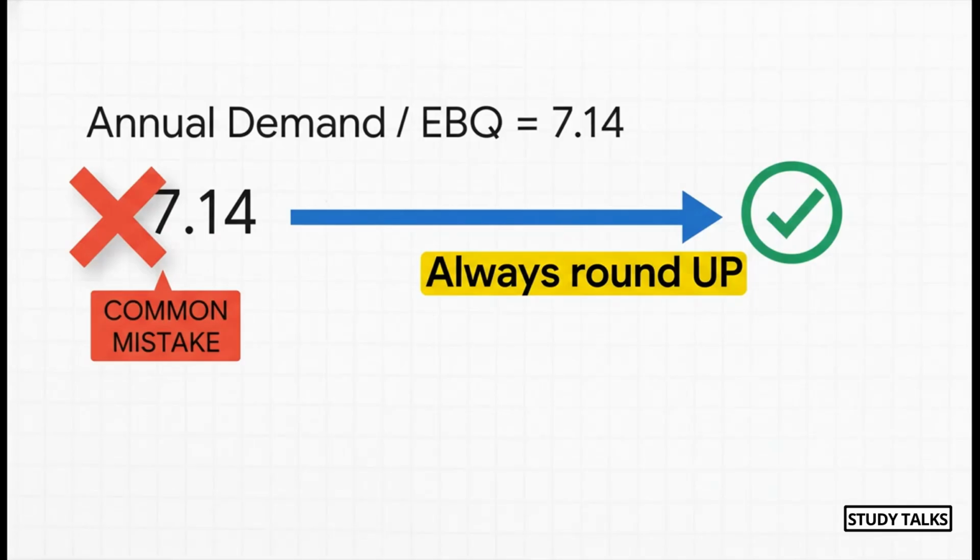Now here is another critical little rule that ICAI loves to test, and this comes from illustration 7. Sometimes they'll ask you for the number of setups needed for the year. The formula is easy: annual demand divided by EBQ. So in this example, 50,000 divided by 7,071 gives you 7.14. Now your brain might want to round that down to 7. Don't do it. You must always round up to the next whole number, so in this case, 8. And why is that? Well, think about it logically. You can't perform 0.14 of a machine setup, right? To produce all the units you need, you have to run that machine an 8th time. It's a small detail, but it's a mark winner.